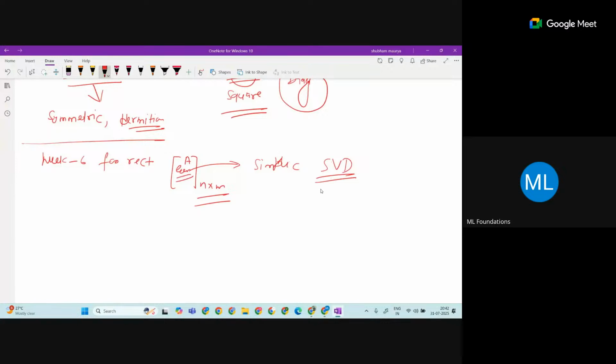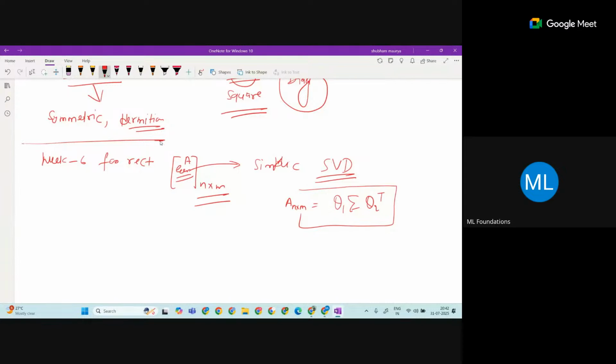The appearance is, let's say, A can be written as Q1 sigma Q2 transpose. I will verify it. I think this is correct, right? Q1 sigma Q2 transpose. Can anyone confirm it? Otherwise, I will confirm in the lecture. Yes, sir. Where A is a matrix of order n cross m.